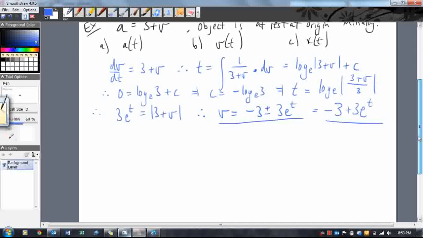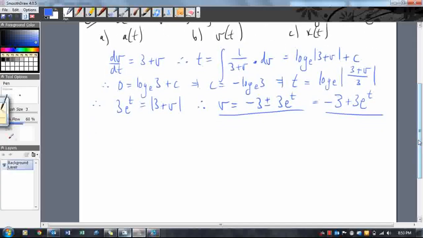So that's part B. Looks like we've solved part B first. That's okay. Now that we've got our velocity, how do we find our acceleration? So part A, we've got our velocity function here. So what will acceleration be equal to? Well, acceleration will just be the derivative, d dt, of negative 3 plus 3e to the t. Take the derivative of that. That's just equal to 3e to the t. There's an acceleration, no problems, easy.